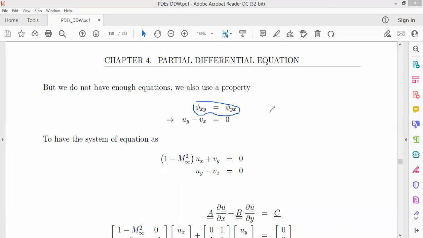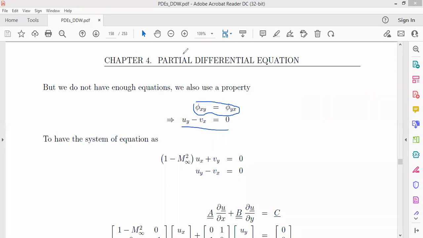Then you have this minus this, which is 0. But we know that this one is uy and this one is vx. So that gives us the second equation, which is this one. And after getting those two equations, remember we've decoupled a second order into a first order PDE.